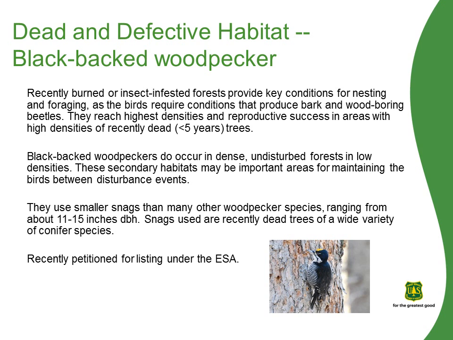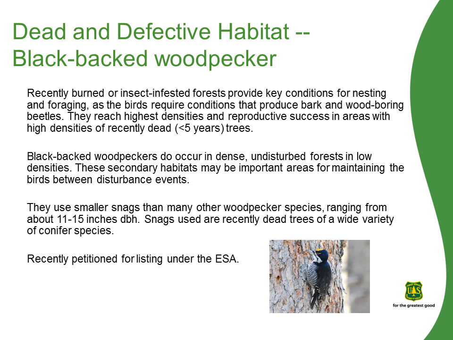A species of interest that uses dead and defective habitat is the black-backed woodpecker. It uses recently burned or insect-infested forests to provide key conditions for nesting and foraging, as the bird requires conditions that produce bark and wood-boring beetles. In these areas, they reach their highest densities and reproductive success.